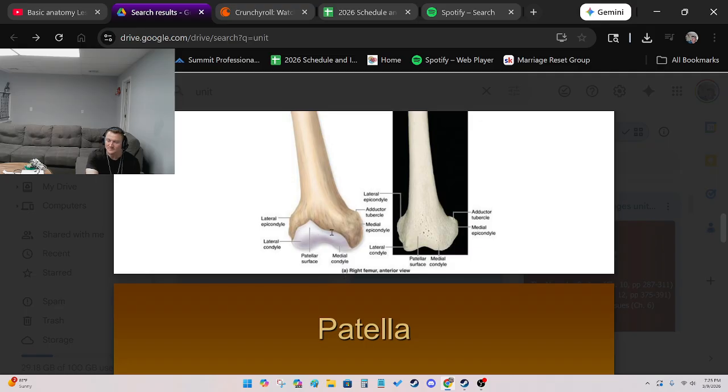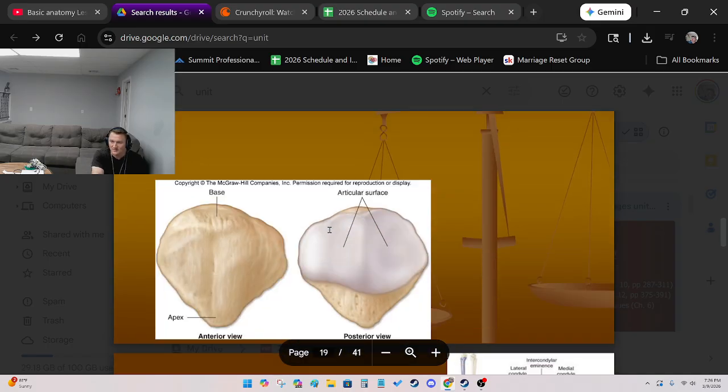Patellar surface, patella is the kneecap. This is where the kneecap would go, medial condyle. And there you go, medial epicondyle. And the adductor tubercle, that is a spot where the adductors will attach. Tubercle is a smaller version of the trochanter. Trochanter is a large protrusion. Then you have tubercle, slightly smaller, and then we'll look at what the smaller ones are.